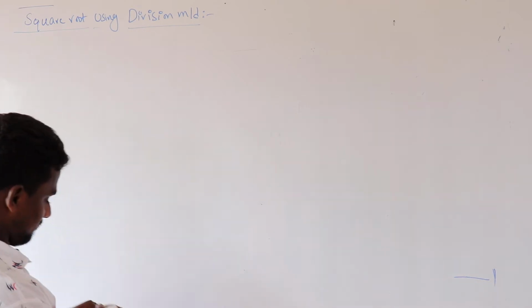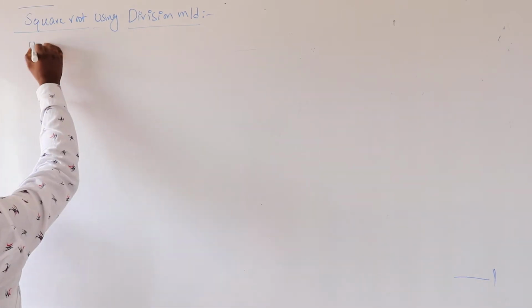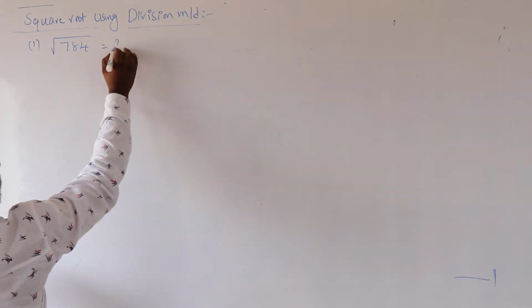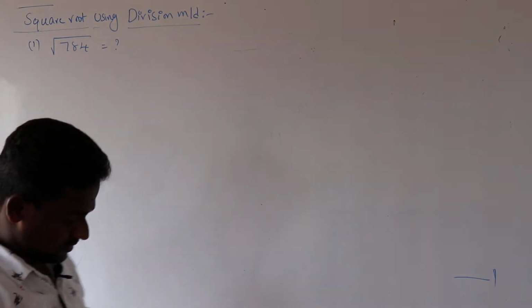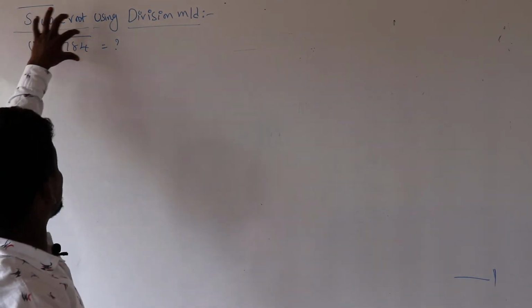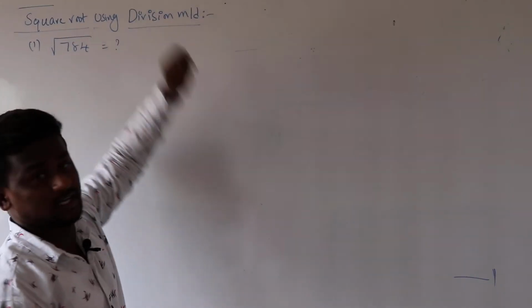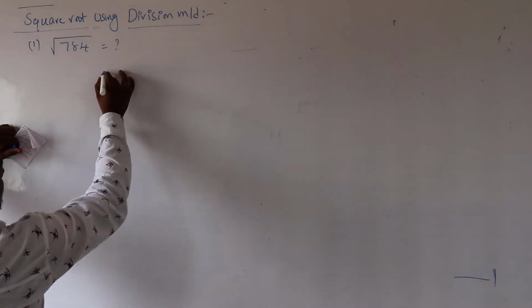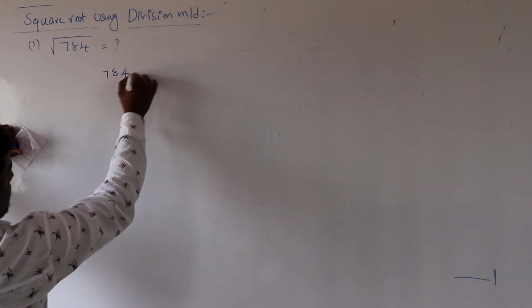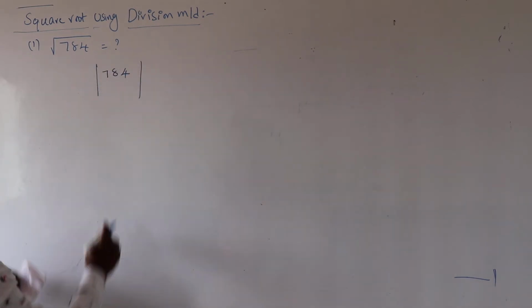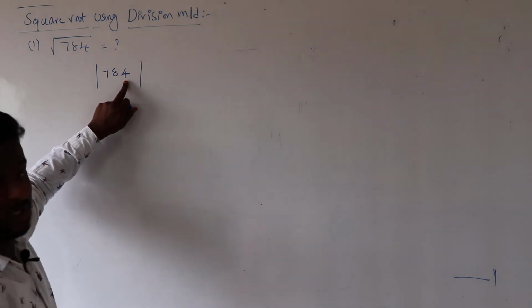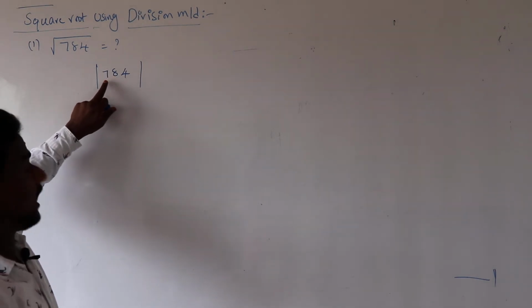For example, what is the square root of 784? We have to find the square root of 784 by using the division method. In the division method, the first step you should write like this. Division method: 784. So we have the unit place, tens place, hundreds place.